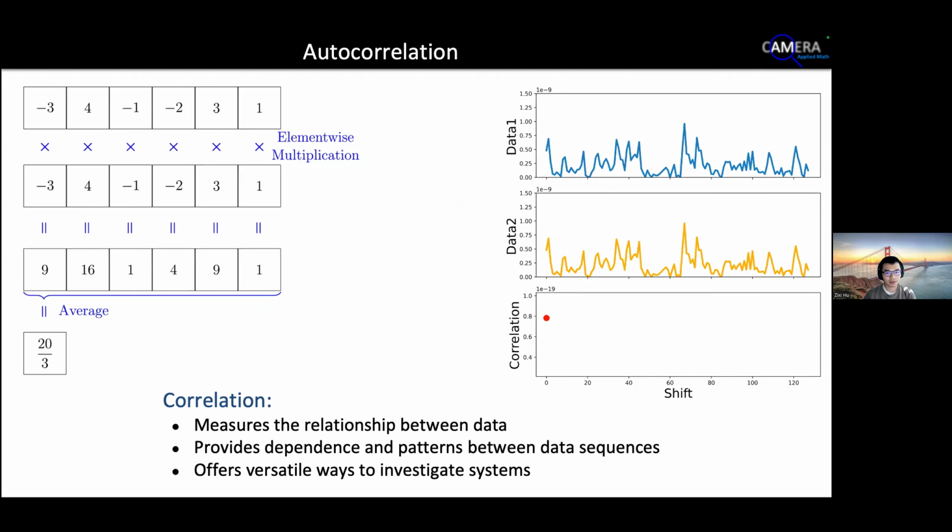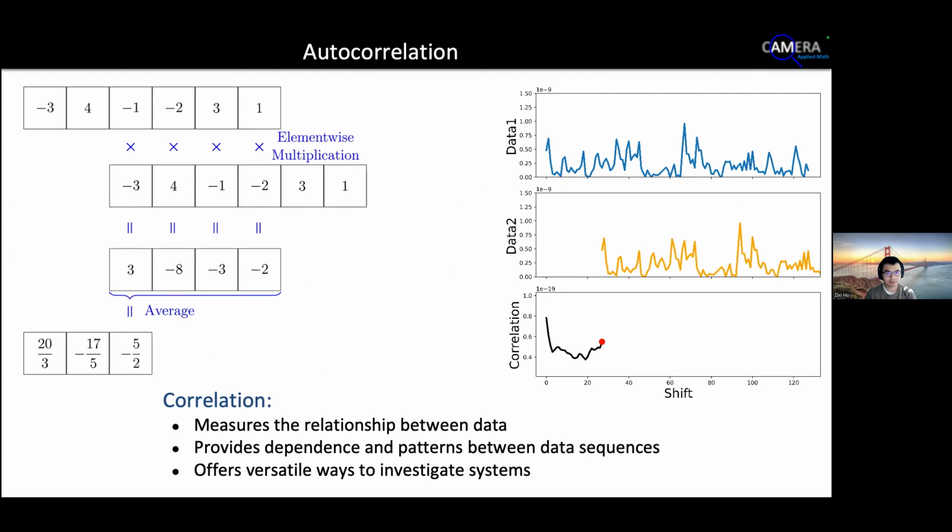Other than cross-correlation, we can actually calculate the correlation of a data sequence with itself. In this case, we call it autocorrelation. Through autocorrelation, instead of a relationship between two different data arrays, we want to know how parts of the data affect other parts of the data.